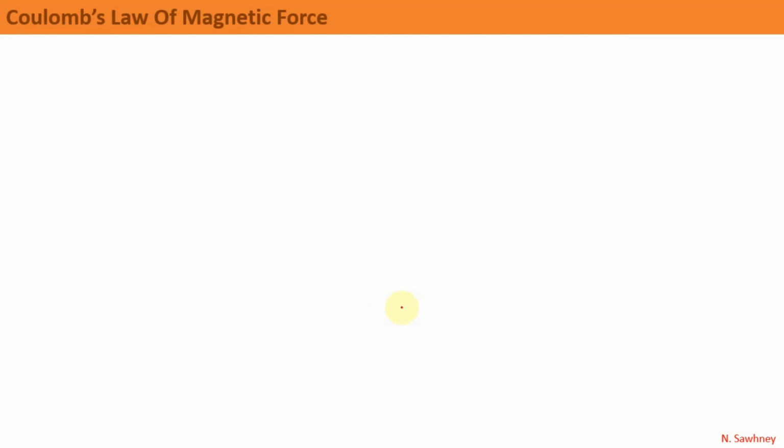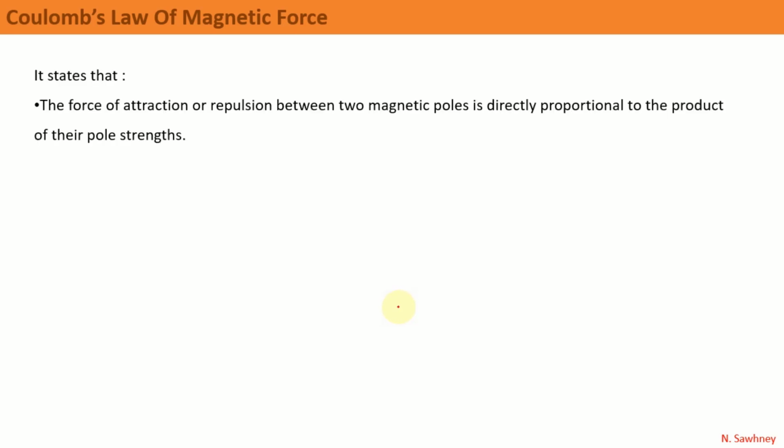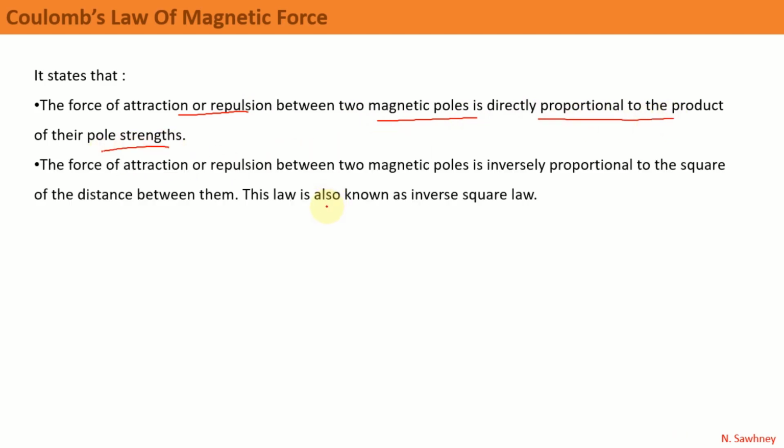As we have done Coulomb's law in electrostatics, here also in magnetism we have Coulomb's law. It states that the force of attraction or repulsion between two magnetic poles is directly proportional to the product of their pole strengths, and inversely proportional to the square of the distance between them. This is known as the inverse square law.